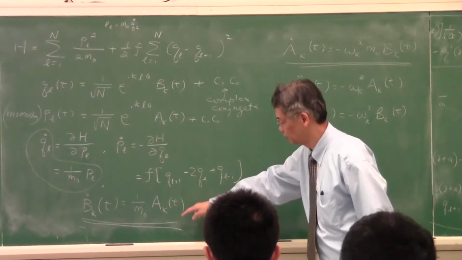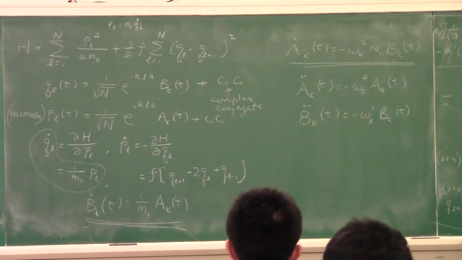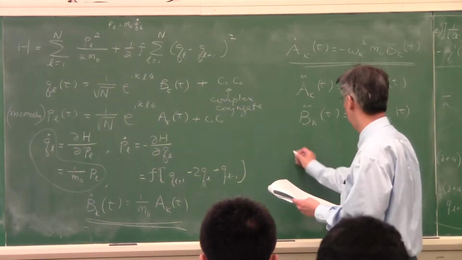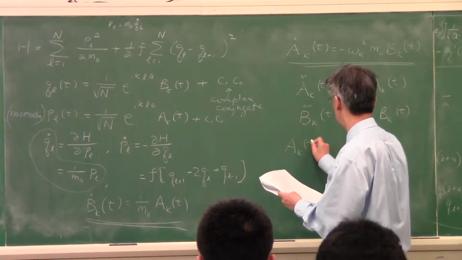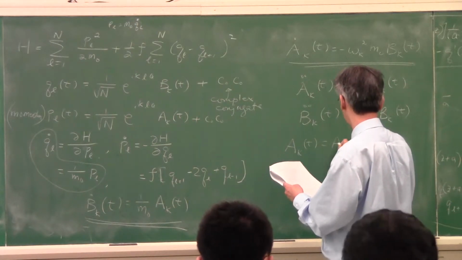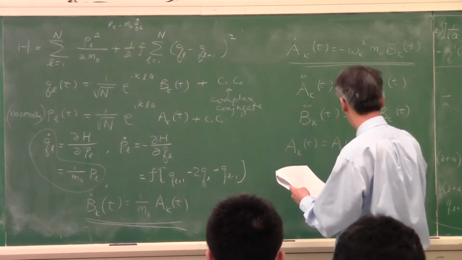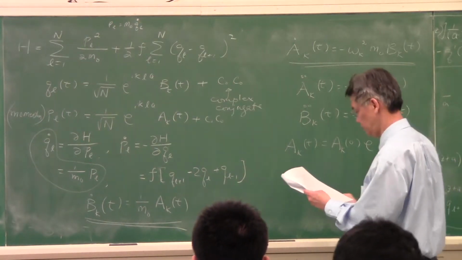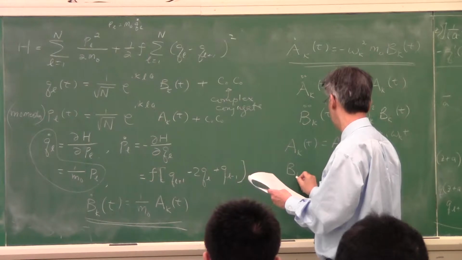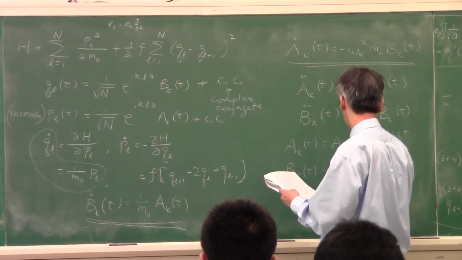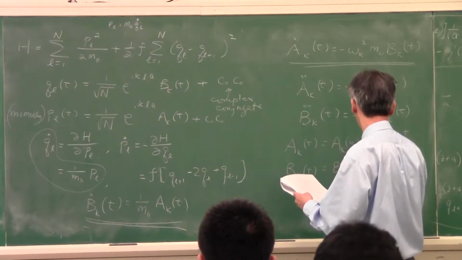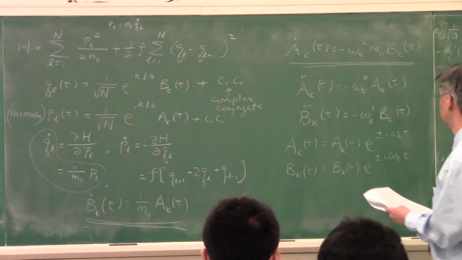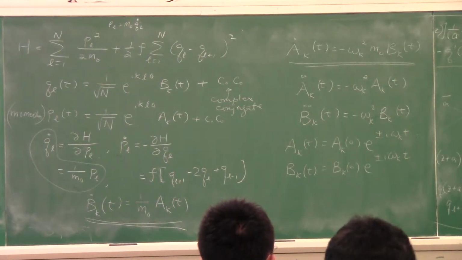One more time, you can eliminate among them, you arrive at this equation, which says that AK(t) must be something of this form, AK0 e to the plus or minus i omega_k t. And then BK(t) is BK0 e to the plus or minus i omega_k t. Okay, it's something of that form.